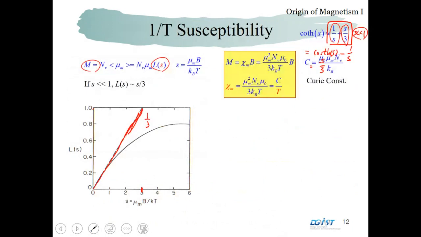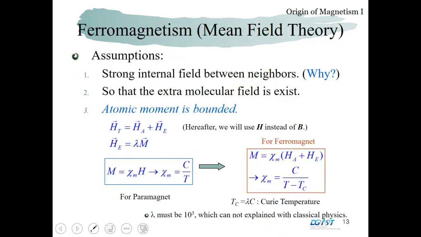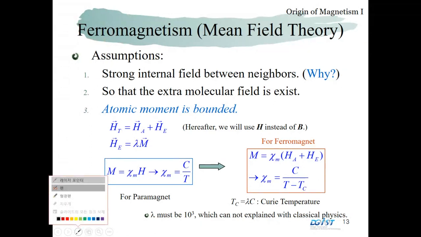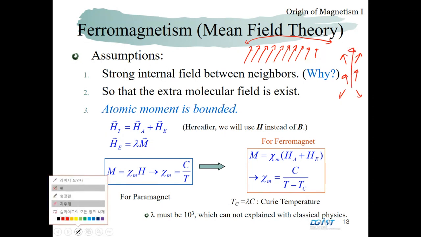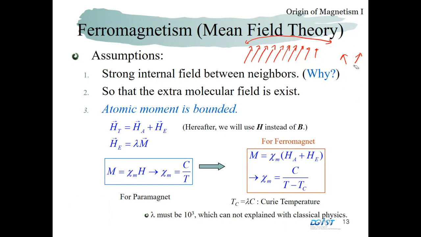Okay, so let's think about the ferromagnetic material. The ferromagnetic material means the directions of the magnetic moments of the atoms are all parallel over long distances. In a paramagnetic material, they are all random, but somehow the average value points in some direction. That's the definition of the paramagnetic material. But in a ferromagnetic material, they are all parallel together.